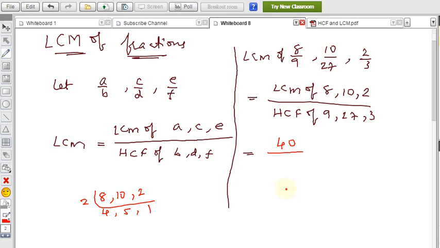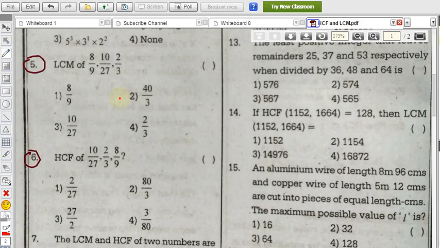Then HCF of 9, 27 and 3. 9 and 27 division. 9 threes are 27, remainder 0. So 9 is the HCF. With that 9, one more number is 3. Now 3 threes are 9, remainder 0. So now this is 3. So 40 by 3 is the LCM of that. 40 divided by 3, second option.